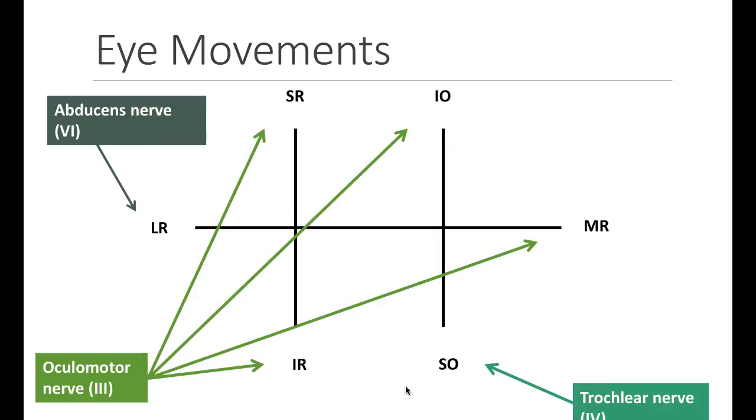There are 3 nerves that supply these muscles. The abducens nerve, or the 6th nerve, supplies the lateral rectus. The trochlear nerve, or the 4th nerve, supplies the superior oblique. And the oculomotor nerve, or the 3rd nerve, does the remainder, which includes the superior rectus, the inferior oblique, the medial rectus, and the inferior rectus. And it also does supply the levator palpebrae and the pupil.